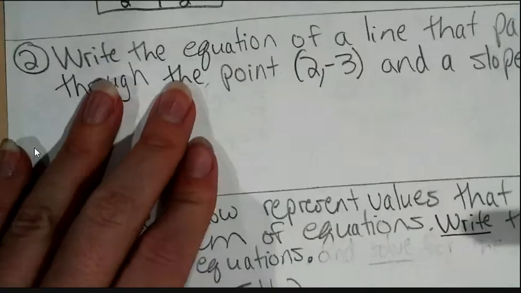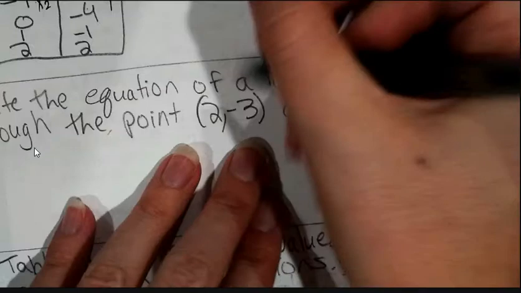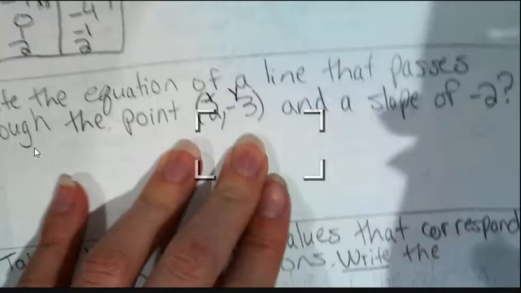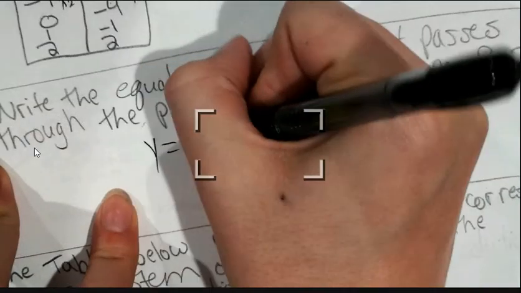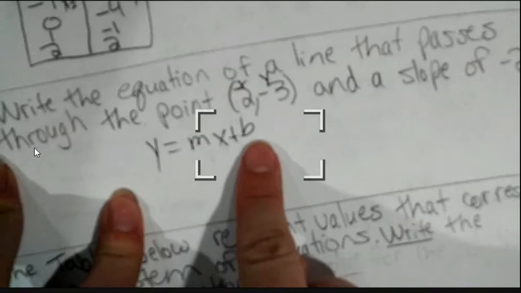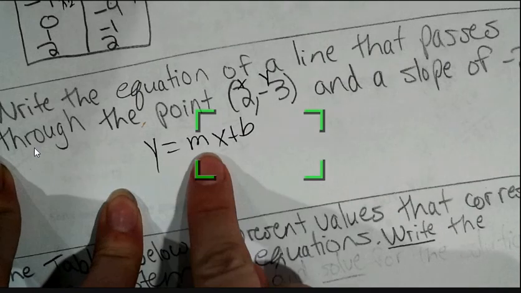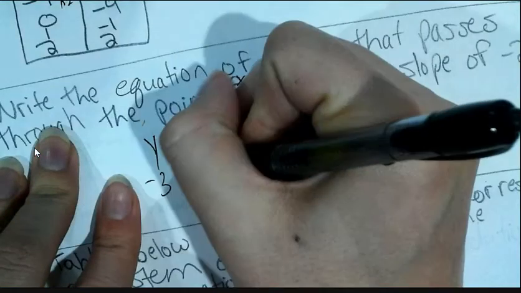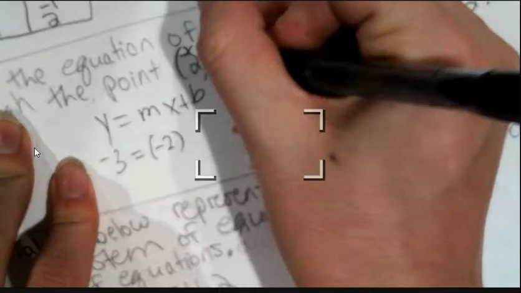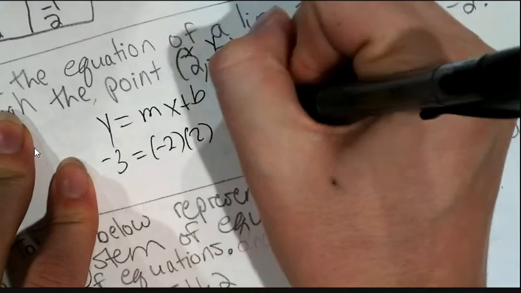The equation of a line that passes through a point. Whenever I have a point, I know I'm given an x and a y, and it has a slope of -2. So basically, I know my equation is going to look like this: y equals mx plus b. I know the slope, but I don't know my y-intercept, or b. So I'm going to put in my slope and my x and y to solve for b. So y, which is -3, equals, my slope is -2, my x is +2, plus b.